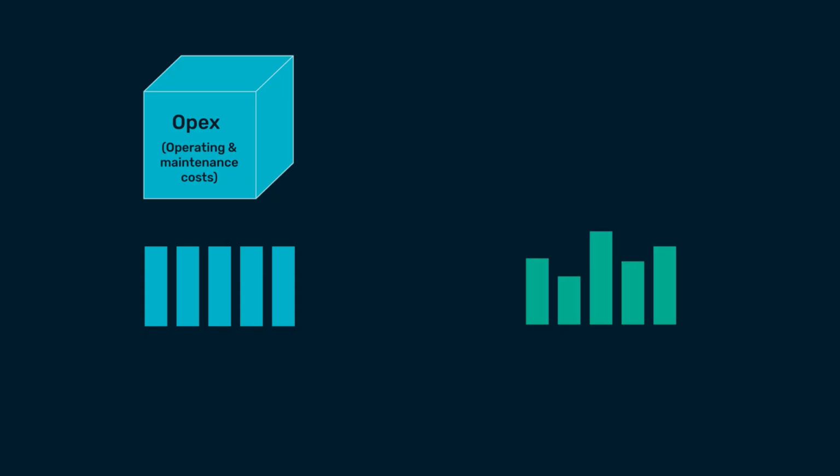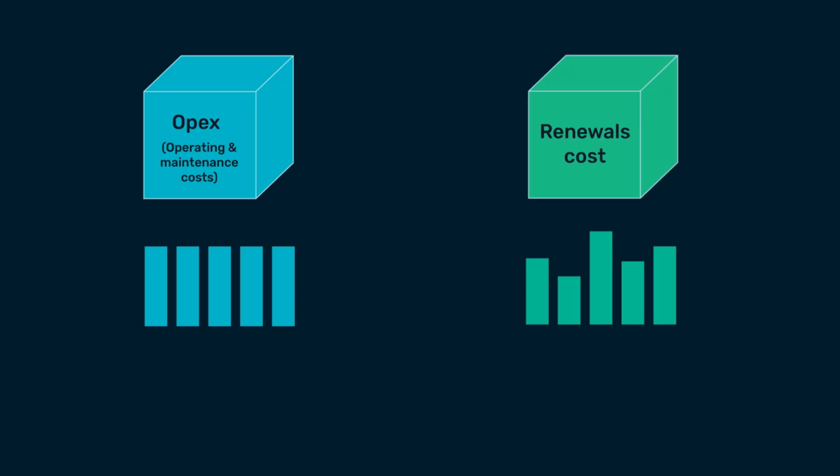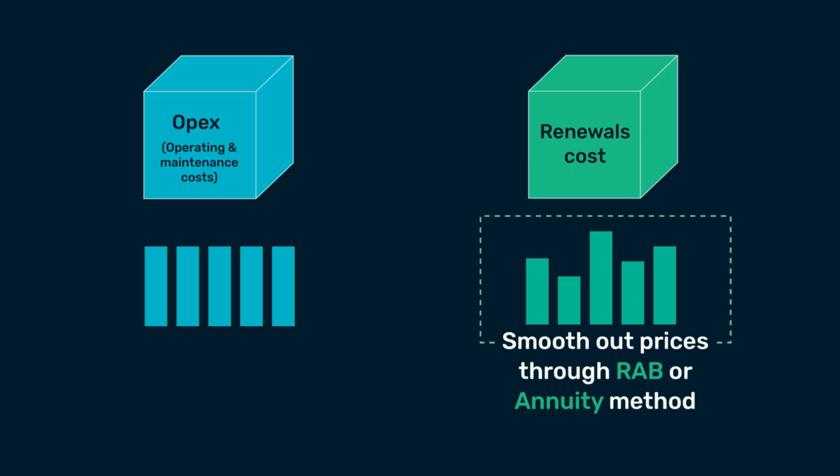Because renewals costs vary from year to year, we need to smooth them out before we convert them to a revenue building block. This is so customer prices don't vary dramatically from year to year. We can do this through either an annuity or a RAB method.